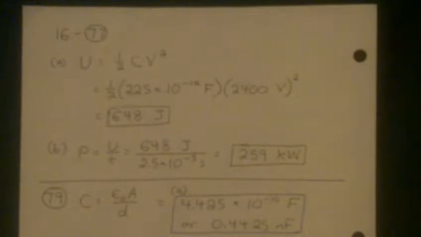Part B asks about the power. So you take the energy you got in part A, 648 joules, divided by the time. 2.5 milliseconds is 2.5 times 10 to the negative 3 seconds, and you should get 259,000 watts, or 259 kilowatts.